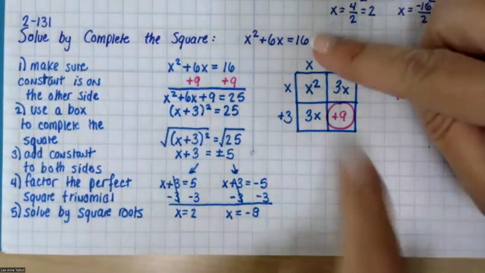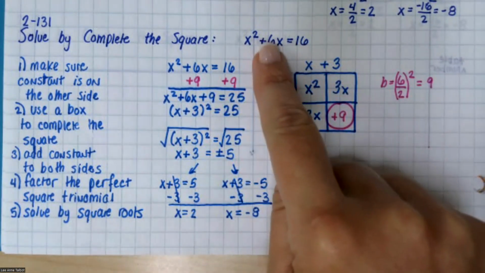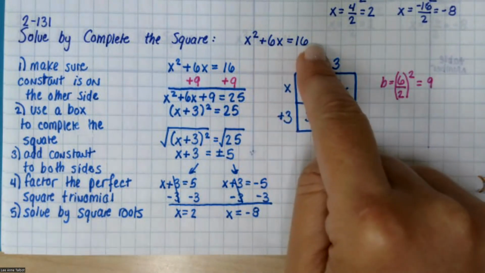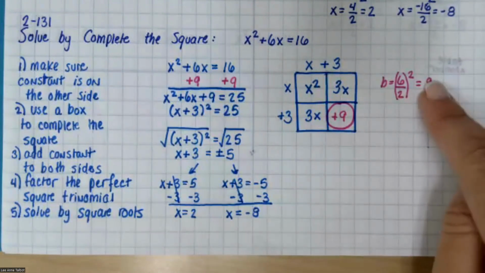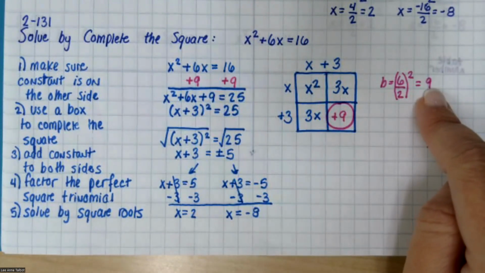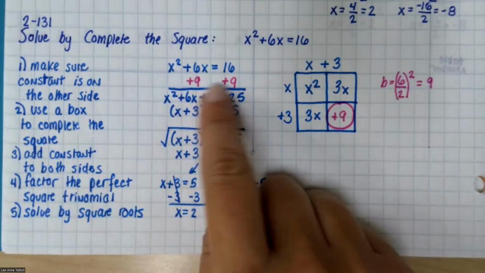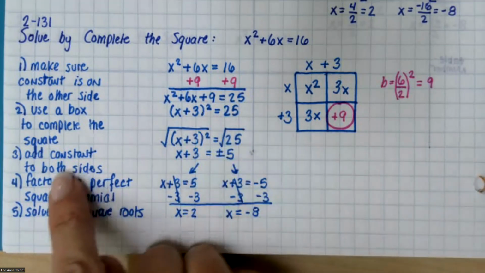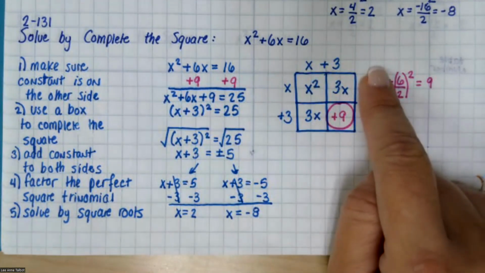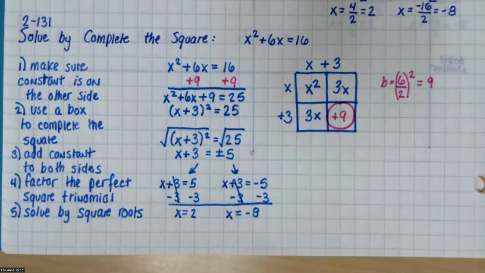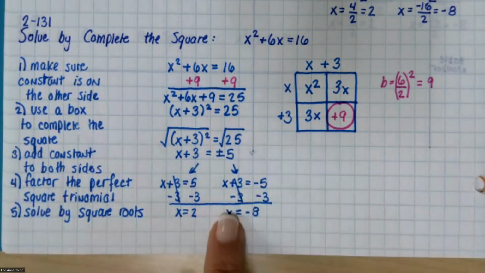Okay, so original problem. Sometimes it's equal to 0. If it's equal to 0, which your next one's going to be, move the constant to the other side. Use a box or this to complete the square. I don't care which. Add the constant to both sides, which was my 9s. Factor the perfect square trinomial. That's the reason I use the box, is because then the factoring is all set up for you. Then solve by square roots.